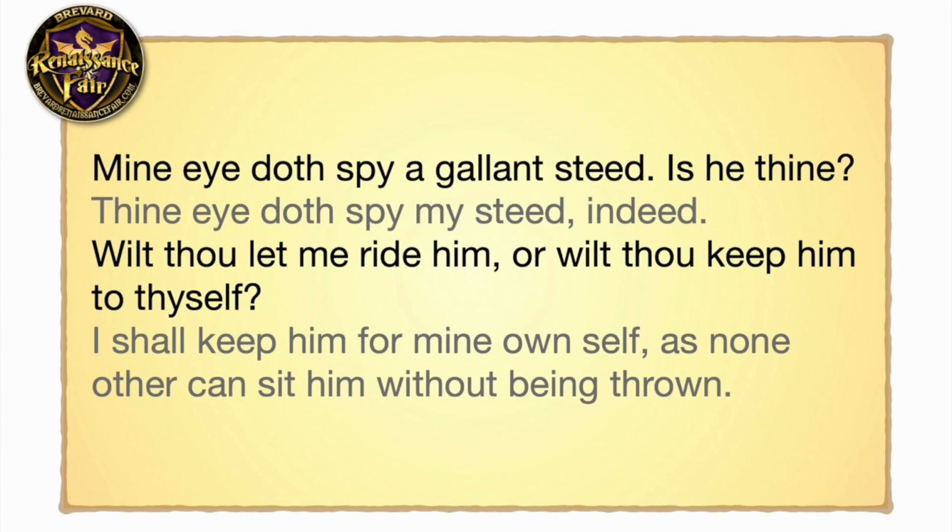So the first one is mine eye, because, of course, the word I starts with a vowel. Mine eye doth spy a gallant steed. Is he thine? Is he yours? So because we're saying yours, we use the word thine. Again with thine eye, because it starts with a vowel, thine eye doth spy my steed indeed. Wilt thou let me ride him, or wilt thou keep him to thyself, yourself, thyself? I shall keep him for mine own self.